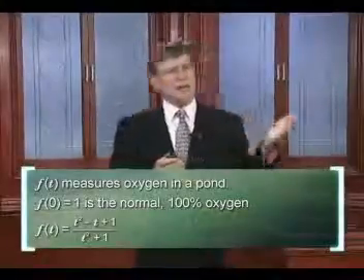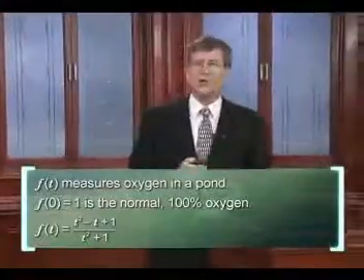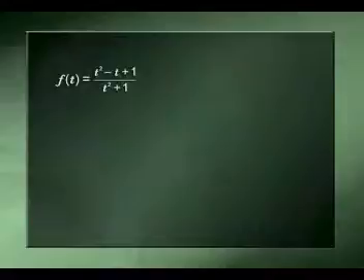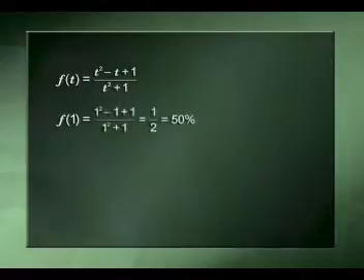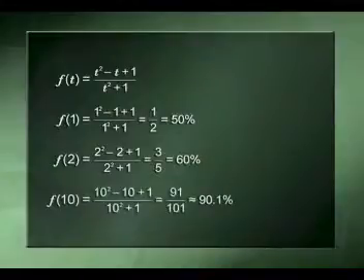So somebody dumps some organic waste into the pond, and so the level of oxygen is going to go down. For instance, after 1 week, the level of oxygen is f of 1, and if you plug 1 into our model, you get that it's 1/2 or 50%. So the level of oxygen is now 50% of what it used to be. And at time 2 weeks, it's 60%. And at time 10 weeks, it's 91 over 101, or about 90%, 90.1 to be more exact.